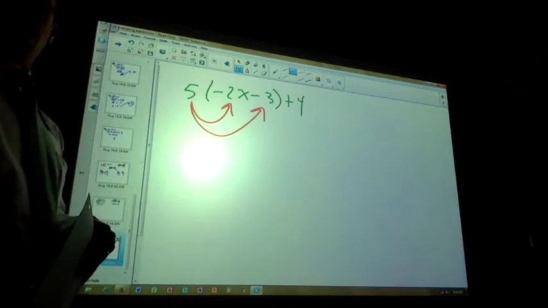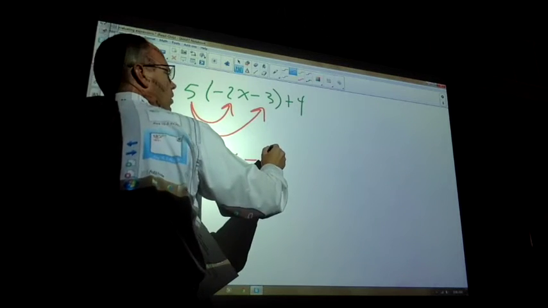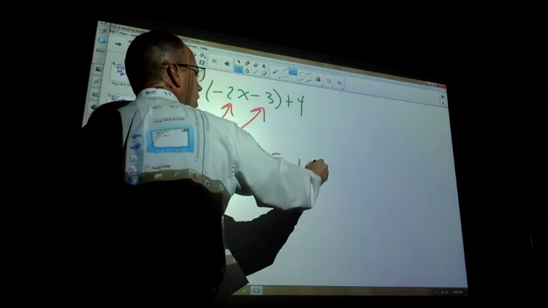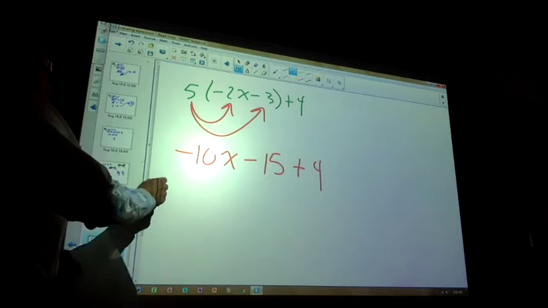The 4 is just going to come down, and we'll combine it. So negative 10x minus 15 plus 4. Is there like terms up there? Yes. What are my two like terms? Negative 15 and 4. So what's negative 15 plus 4?